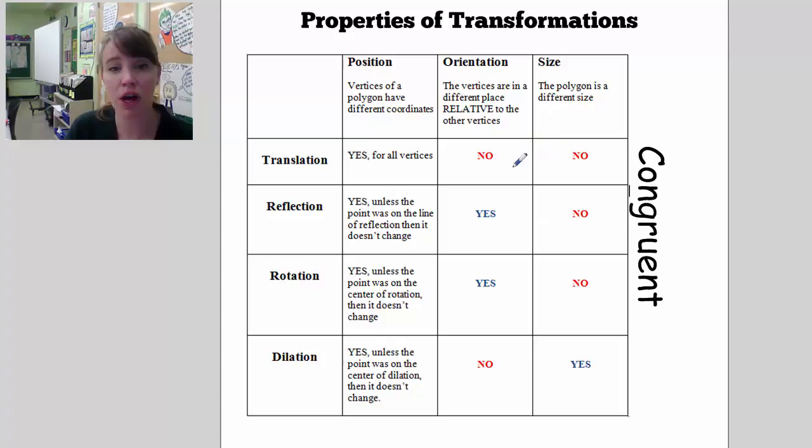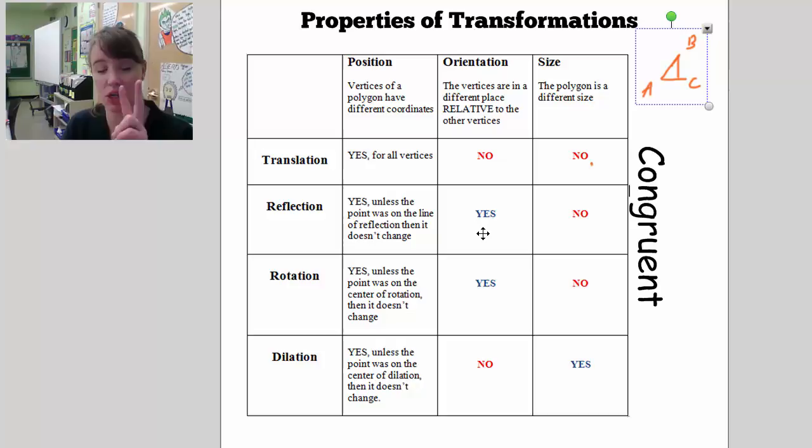Orientation is whether or not the shape looks identical to itself after the transformation. This is something that's different from position. It's the way that the vertices and the line segments are in relation to each other. So for instance, if I take a triangle here and I just move it around like this, that movement doesn't change the orientation. A is always the bottom vertex to the left, C is always the bottom vertex to the right, and so on. So translation does not change orientation. Reflection and rotation do.